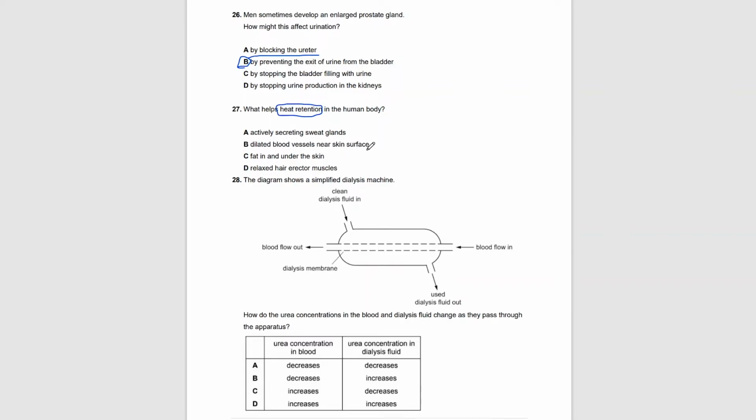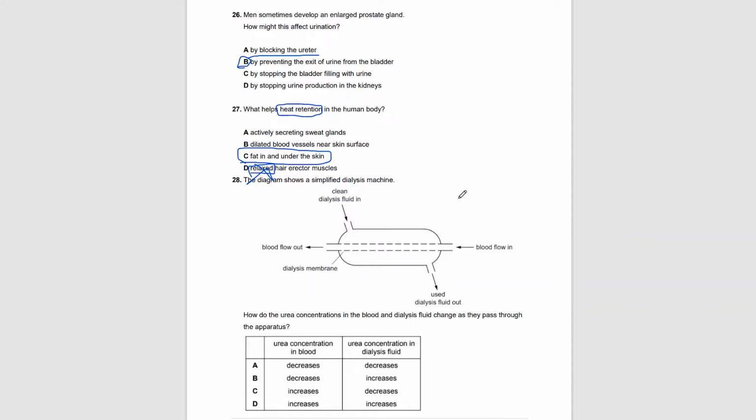Dilated blood vessels near the skin surface. It also radiates more heat by convection or radiation. Fat in and under the skin. This is what traps the heat of the blood. Relaxed hair erector muscles. When the hair erector muscles are contracted, it traps a layer of air surrounding the body, which keeps the heat or acts as an insulator to heat. But in here, the hair erector muscles are relaxed, not contracted, so it does not retain the heat. So C is the answer.